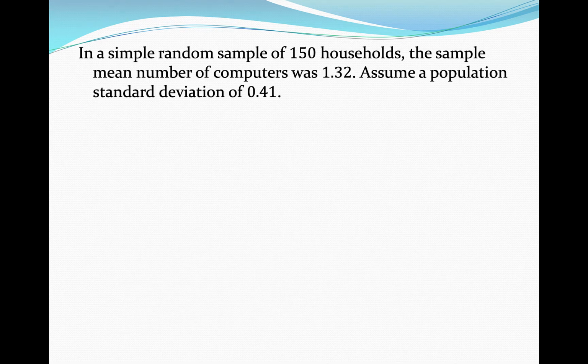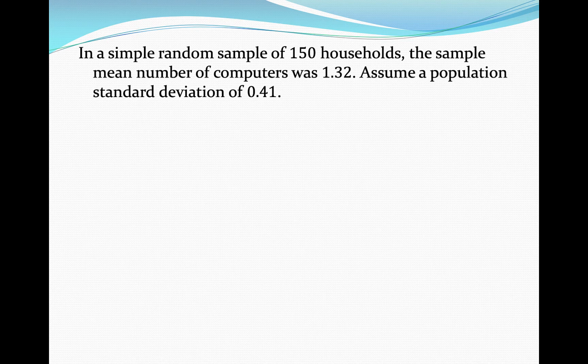Okay, so let's jump into an example. So here's our first example. In a simple random sample of 150 households, the sample mean number of computers was 1.32. We're going to assume the population standard deviation is 0.41.